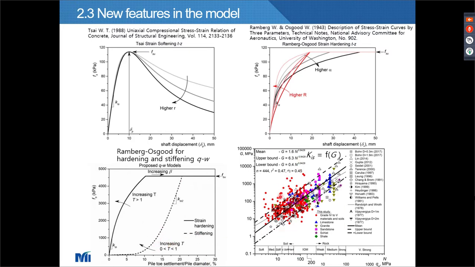We back calculate the shear modulus of the soil surrounding piles from about 500 t-z curves and plot against the SPT N value. The correlation is shown in this figure. The trend is increasing shear modulus with qu in log-log scale.